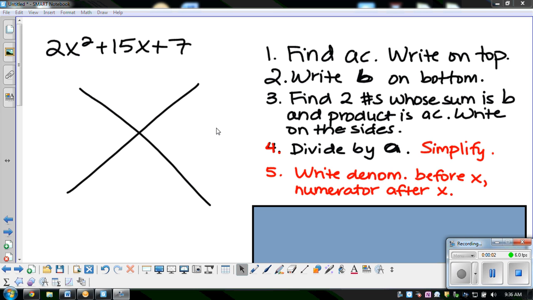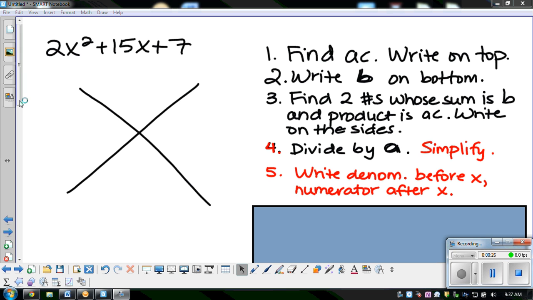So this is a demonstration of how to use the X method or the cross method to factor a quadratic whose leading coefficient is something other than 1. Just a note that if your quadratic has a greatest common factor, that does need to be factored out first and left just written as a leading coefficient for the answer. So I'll work an example like that in a second.